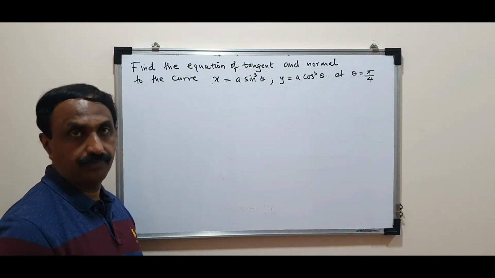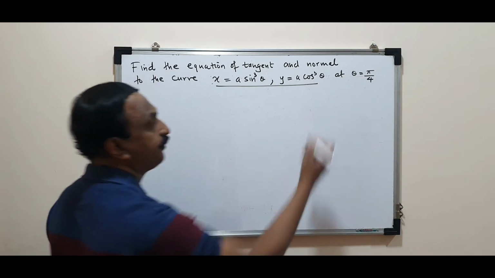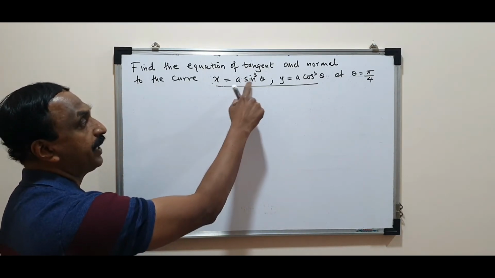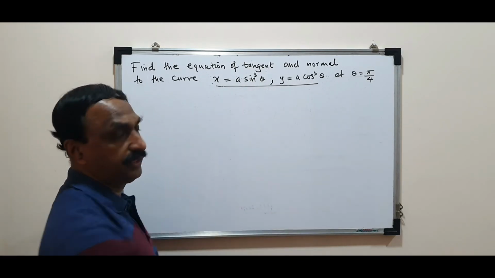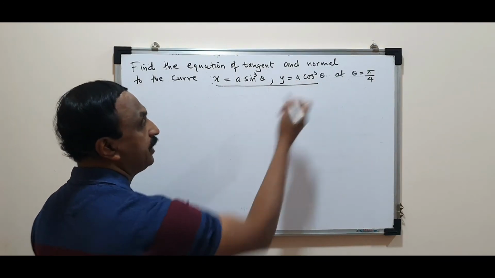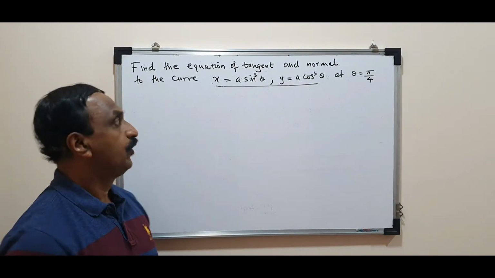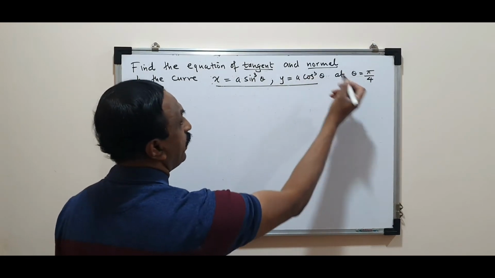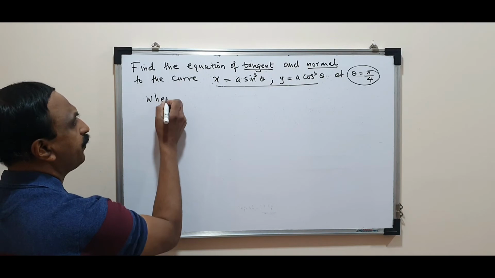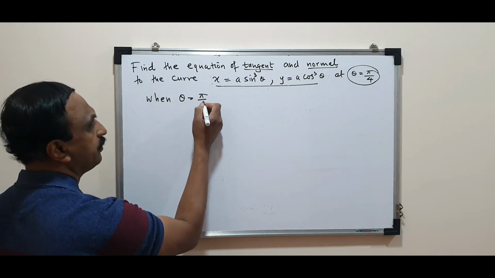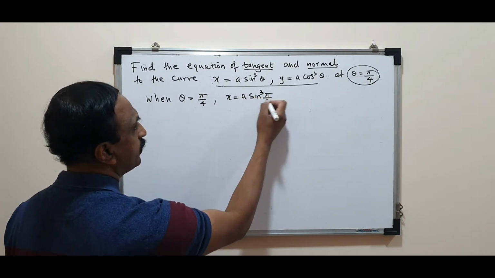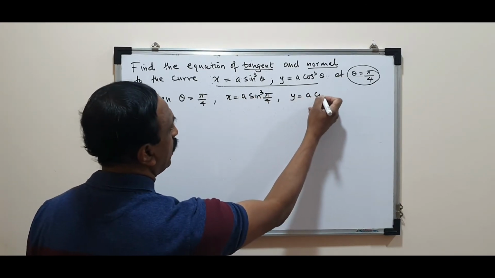Now we are given the equation of the curve in parametric form. For every point on this curve, the x coordinate is defined by a sin cube theta and the y coordinate is defined by a cos cube theta. That means as theta's value keeps on varying, you will get all the points on the curve. We are asked to find the equation of tangent and the equation of the normal at the point theta is pi by 4. So when theta is pi by 4, what is the point? The x coordinate is given by a sin cube pi by 4 and the y coordinate is given by a cos cube pi by 4.